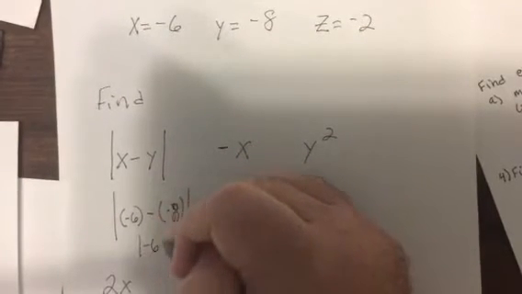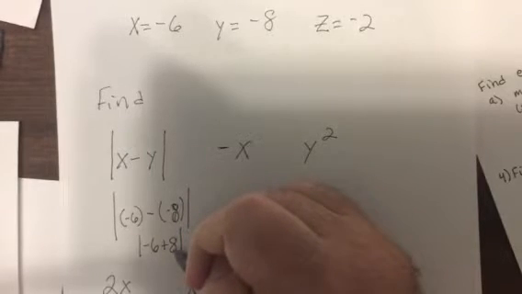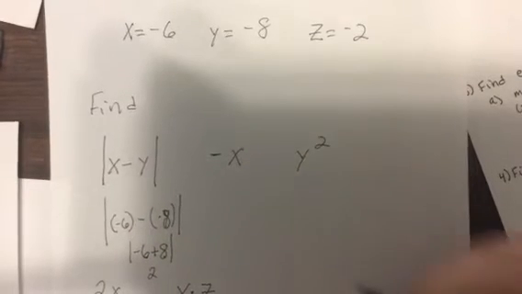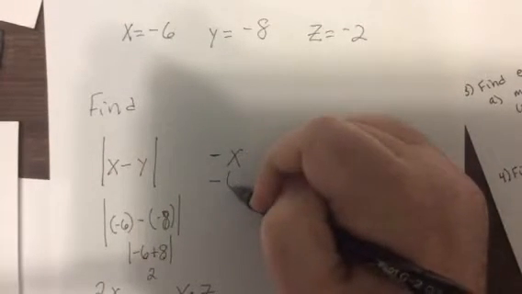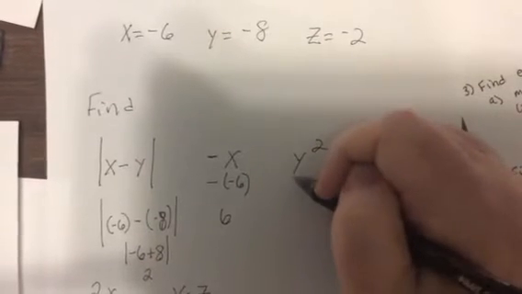So it'll be -6 plus 8. -6 plus 8 is 2. And then the absolute value of 2 means make it positive. Okay, the opposite of -6 would be 6. Here, put it in here.